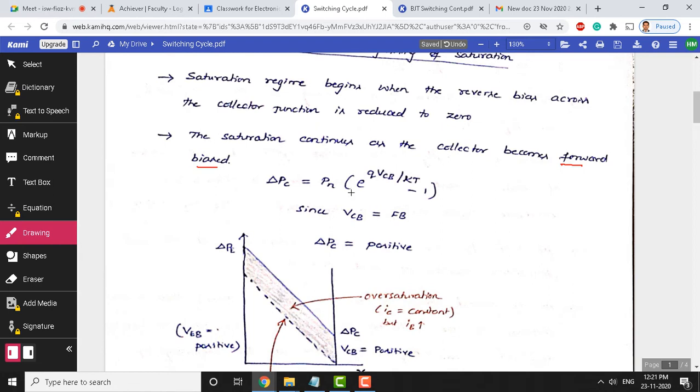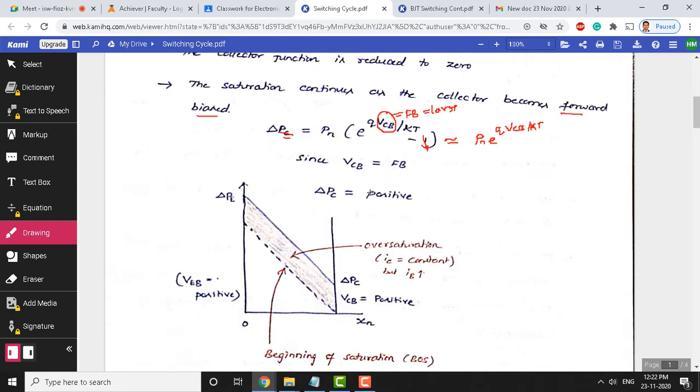Again, reconsider the same delta PC equation here, which is equal to Pn times e to the power of qVCB by kT minus 1. Now this quantity is going to be positive, as this is forward biased. Therefore, this value is going to be large. e to the power of a large quantity becomes very much larger than unity, so the 1 can be neglected. So this approximately becomes equal to Pn times e to the power of qVCB by kT. This is the equation for the excess hole concentration at the collector base junction. VCB is forward bias, so delta PC is now a positive value.